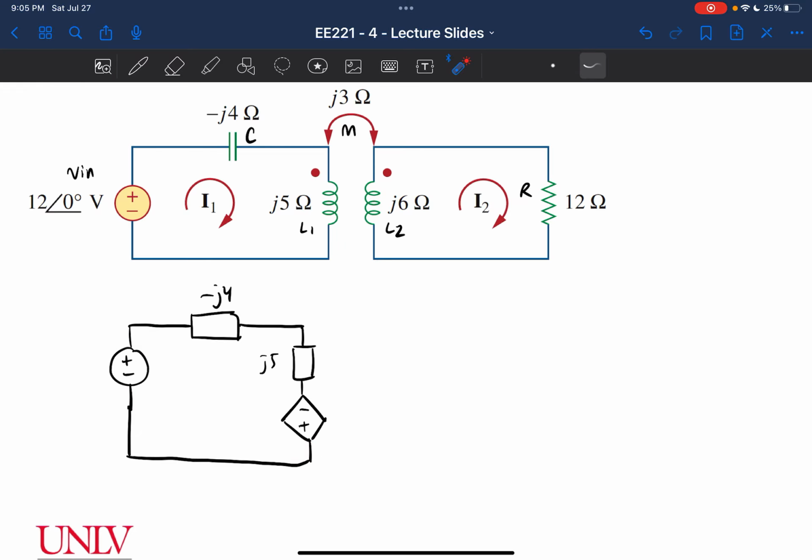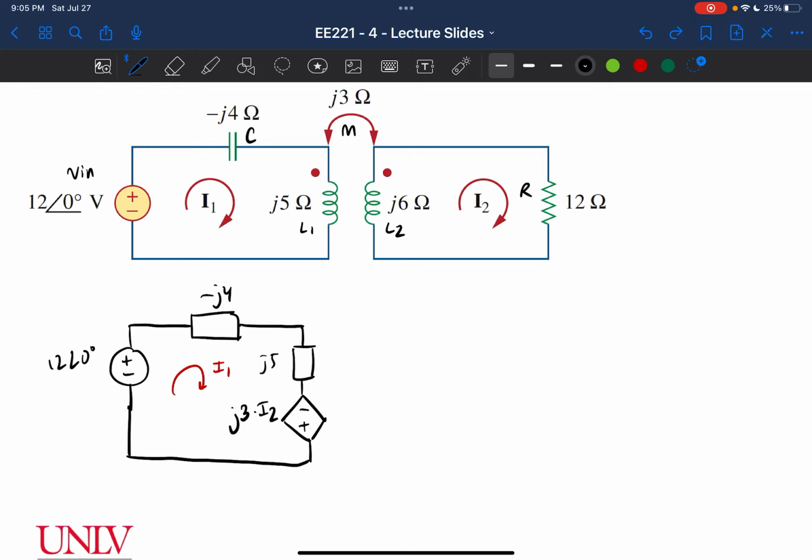And what is the size of that voltage source? It's basically going to be my mutual inductance, j3, multiplied by the current that induced it. So it's going to be j3 times I2. And that is how I would account for this first loop, okay? So let me write I1 here. I've basically taken the mutual inductance out of the equation, or I've incorporated it into the loop, and now I don't need to draw it here anymore, okay?